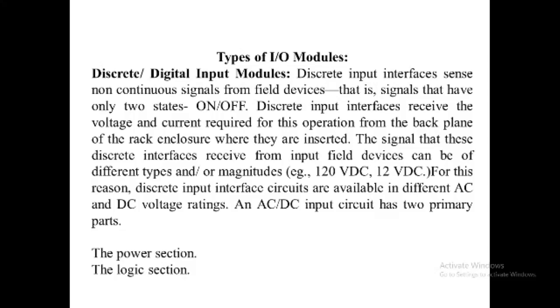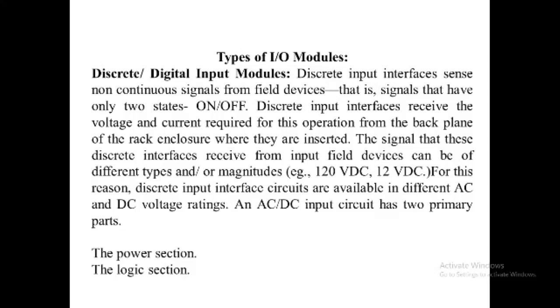So discrete input interfaces receive the voltage and current required for their operation from the back plane of the rack enclosure where they are inserted. The signal that these discrete interfaces receive from the input field devices can be of different type or magnitude, for example, 120 volt AC or 12 volt DC. For this reason, these discrete input interface circuits are available in different AC or DC voltage ratings.